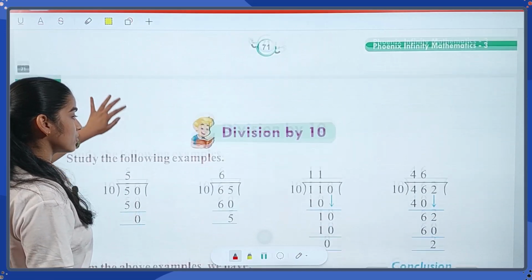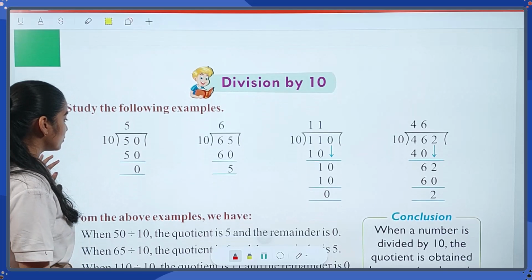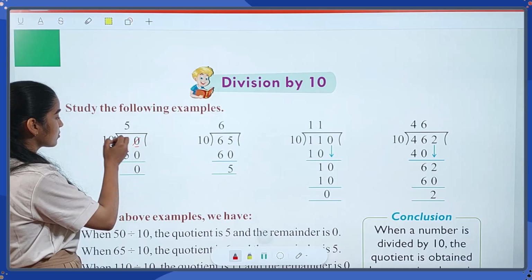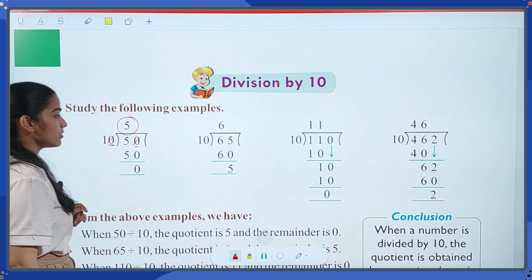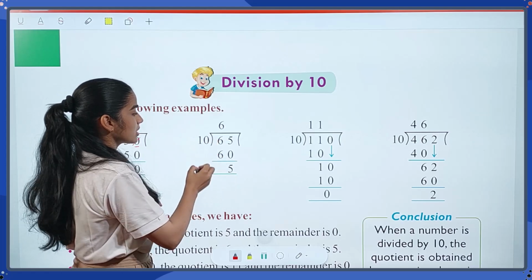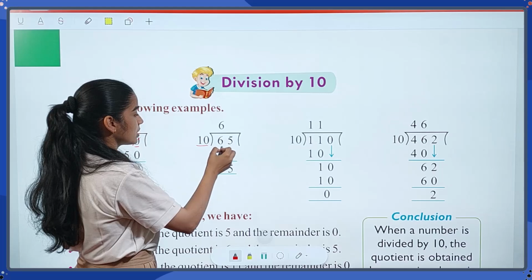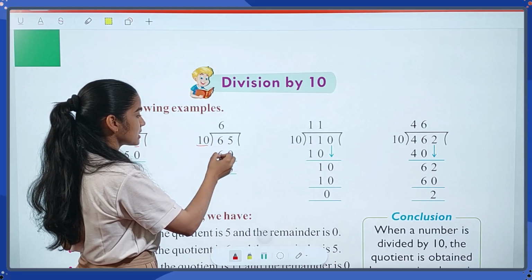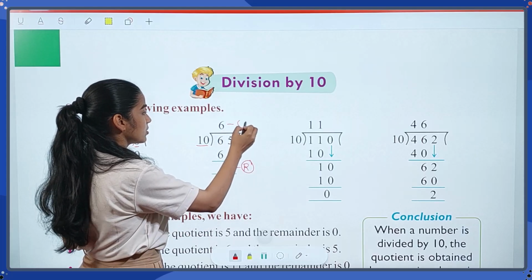And next you have division by 10. So whenever you have to divide by 10, what do you have to do? If you have a 0 here and a 0 there, these two zeros cancel out, and at the moment you got 5. Now in this case, what can you do? In the tens place you take 6, and with 0 it will be 60. 10 multiplied by 6 is 60 and 5 is left. So your remainder is 5 and this is your quotient.